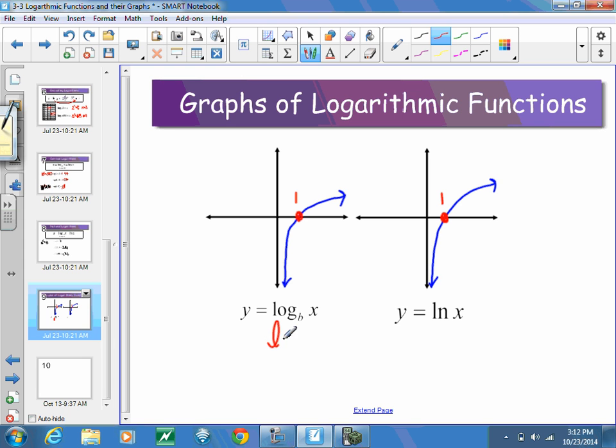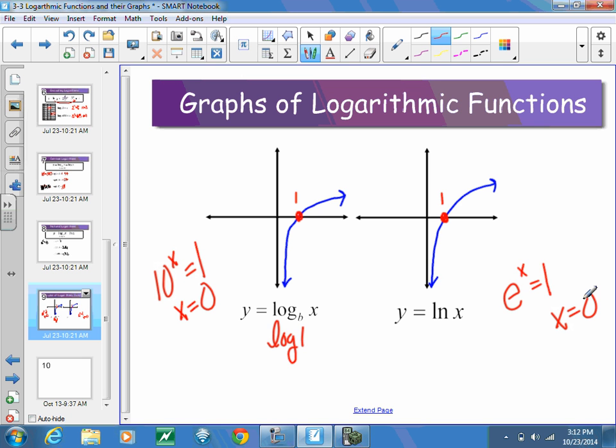So when I take log of 1, I'm saying 10 to what power equals 1? Well, that's when x is equal to 0. Here, e to what power equals 1? That's going to be when x equals 0. So for a logarithmic function, as long as there are no transformations taking place, we are going to have an x-intercept, or a 0, at positive 1.